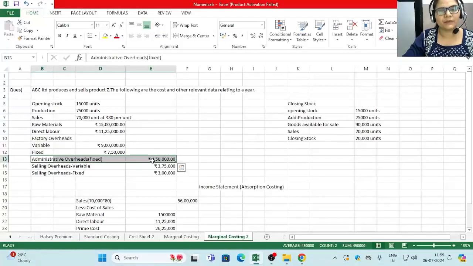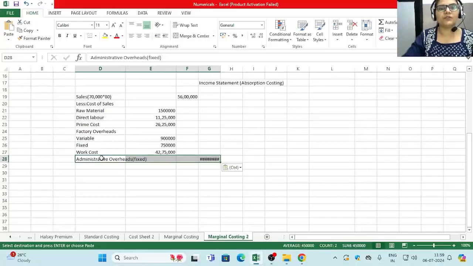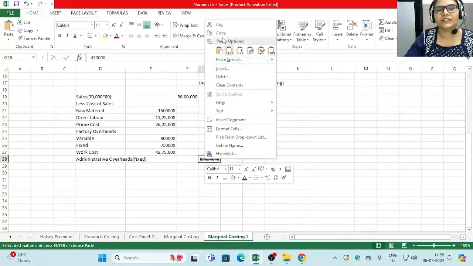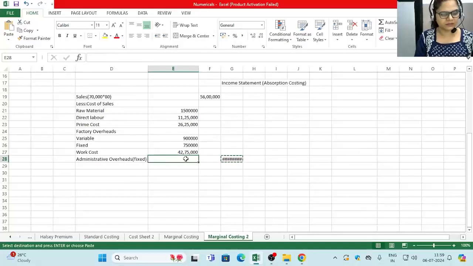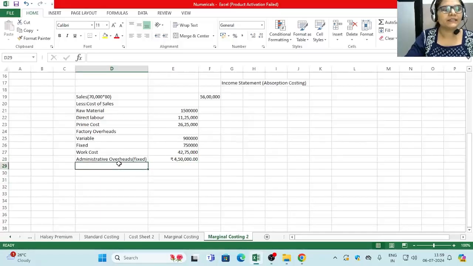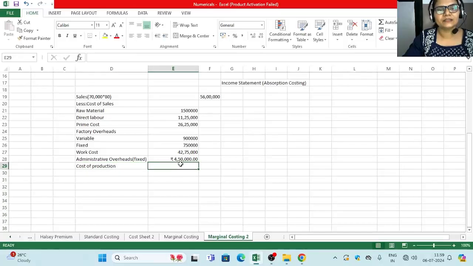Now we will add administrative overheads. As we know, after works cost, we take administrative overheads. So we will record these administrative overheads after works cost. Here we are recording: administrative overhead fixed, 4,50,000. Cost of production comes out to be 47,25,000.